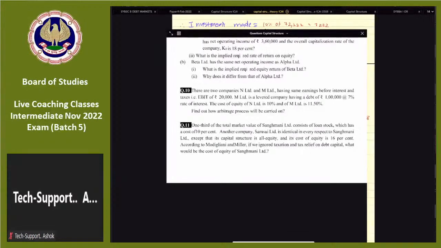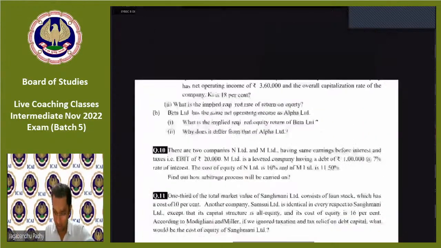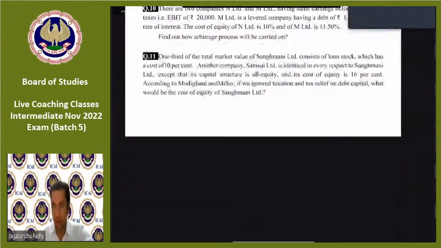Question 11. One third of total market value of Sangmani Limited consists of loan stock, which has a cost of 10%. Another company, Samsui Limited, is identical in every aspect to Sangmani Limited, except that its capital structure is all equity and its cost of equity is 16%. According to Modigliani and Miller, if we ignore taxation and tax relief on debt capital, what would be the cost of equity of Sangmani Limited?